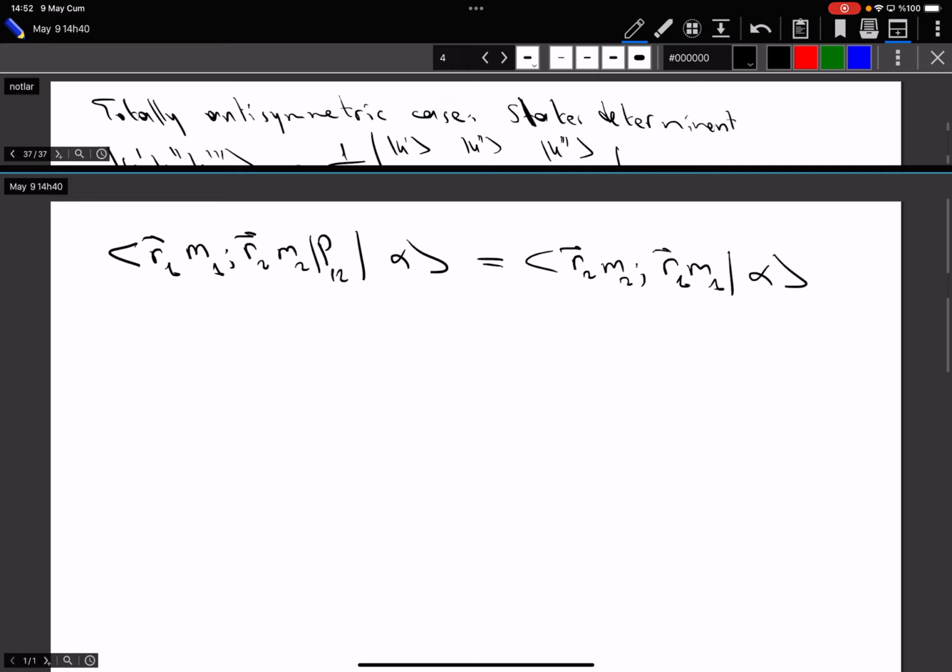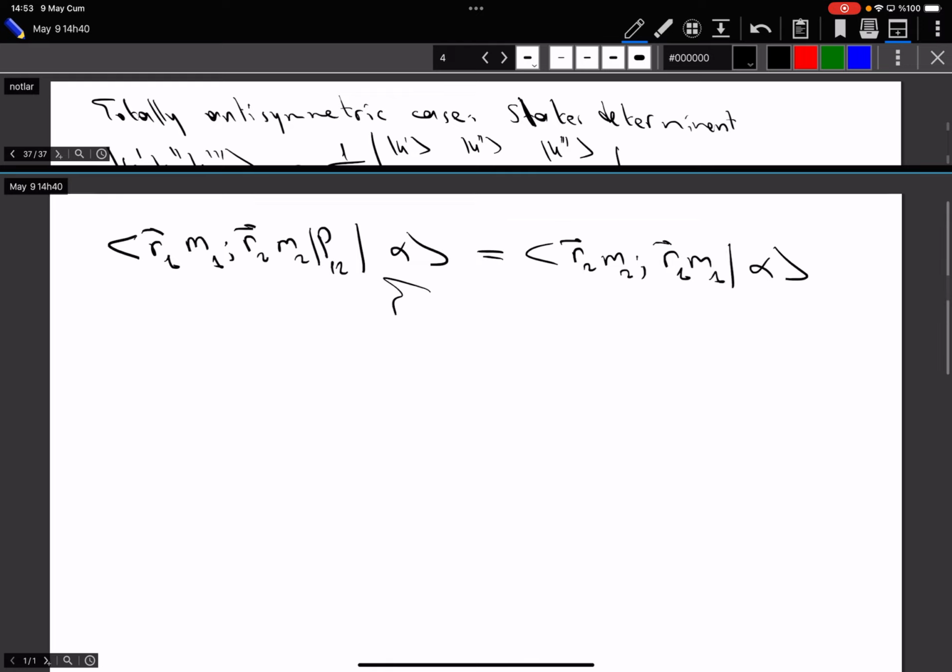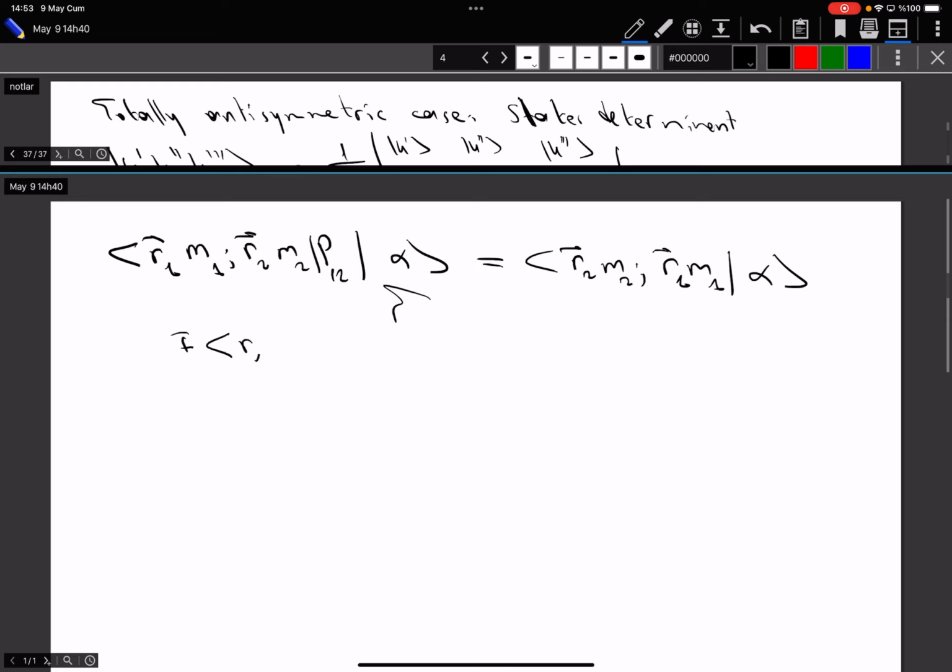But if I act it on the right, depending on if I have fermions or bosons, this state has to be symmetric or anti-symmetric. I will get plus or minus R1, M1, R2, M2, alpha.